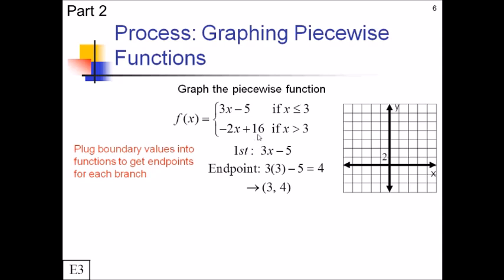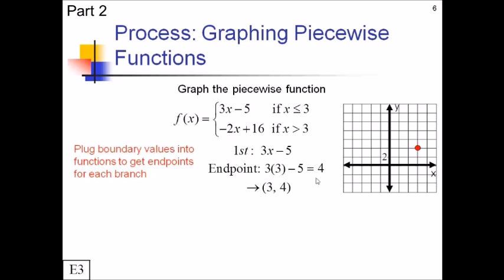Now, is it going to be an open or solid dot? We have to be careful about this. Looking at the rule here, this first case is the rule if x is less than or equal to 3. Since it's got the equals in this, we're going to make this a solid dot at 3 comma 4. So we're going over 3, up 4, right there.